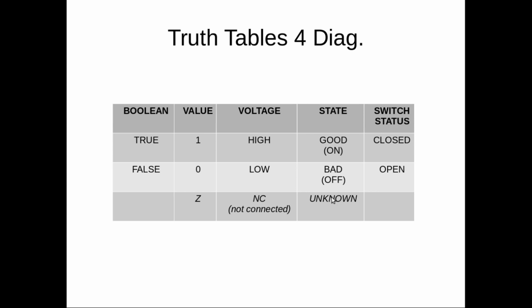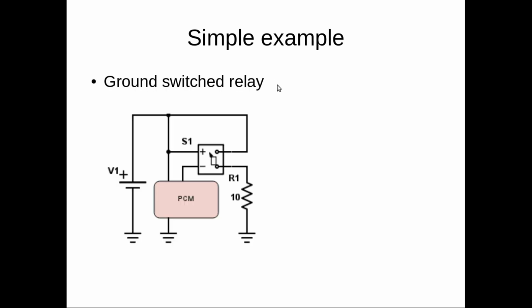Let's look at a simple example and see how we can use the truth tables there. Let's consider a ground switch relay. So we have a battery supplying power to the PCM, and the PCM in turn is attempting to control a relay that can power some load, expressed here as a resistor. Let's first try to construct a truth table for this scenario.